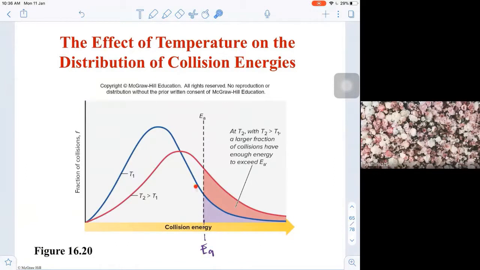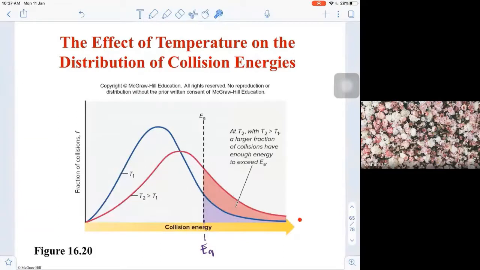So the fraction before the activation energy is all ineffective. They will bounce back and become reactants again after they collide. And then for the same collisions, let's say the area under the graph is 100 collisions for the same reaction vessel, we increase the temperature to T2.